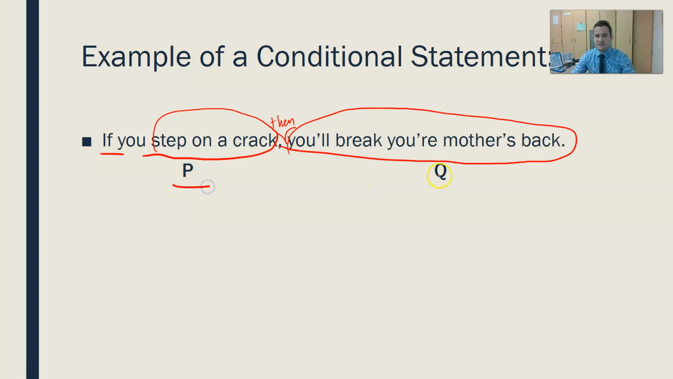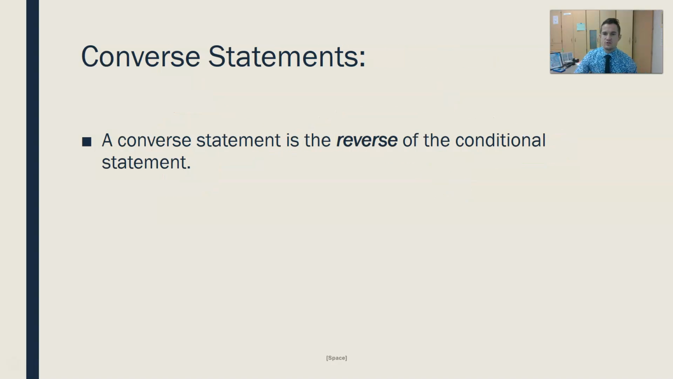If this, then that. If P, then Q. This Q statement is conditional on this statement. If I step on a crack, then I'll break my mother's back. Okay, so that's a conditional statement. The other kinds of statements we're going to talk about are converse statements. A converse statement is the reverse of the conditional statement.